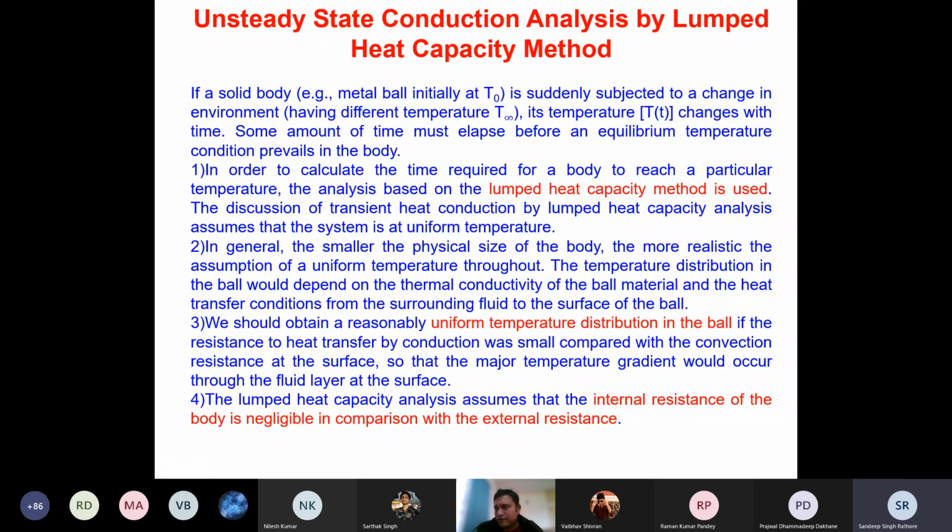There will be some gradient, but that gradient we are neglecting. Why are we neglecting it? Because that gradient is going to be much lower compared to the gradient outside of this solid surface. Outside of the surface there is water or some other medium. Whatever temperature gradient is present in that film outside is much higher compared to the temperature gradient between the surface temperature of the ball and the center. And that's why we are making this assumption.